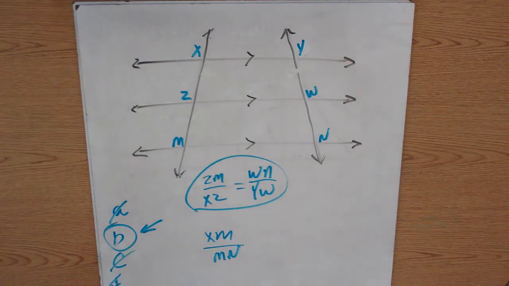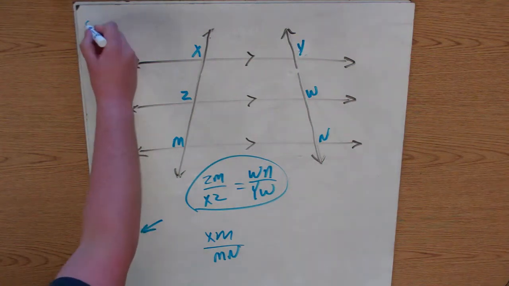Zm over xy equals wn over yw. All right, that was number 8.